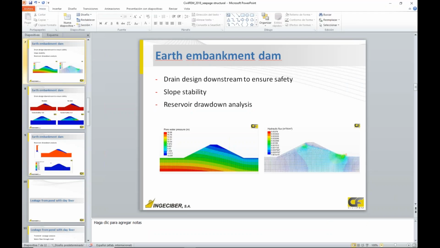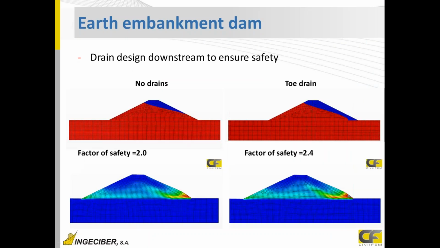So going back to my slides, here we can see the difference with no drains. This is the pore water pressure, the water table, and with the two drain, this is the water table we get from one and the other solution, and the safety factor is increased from 2, and this is the yielding surface, to 2.4, and this is the difference between one and the other. So due to these two drain, I increase my safety factor.